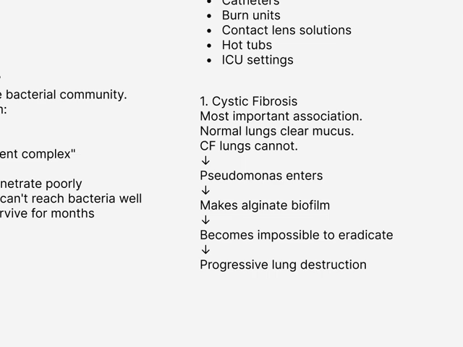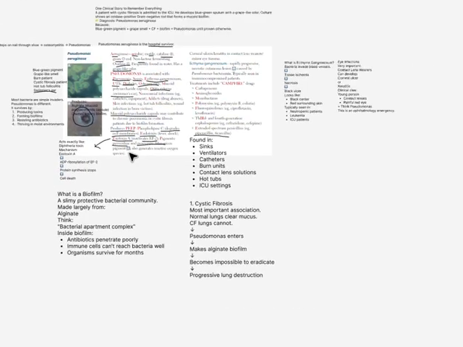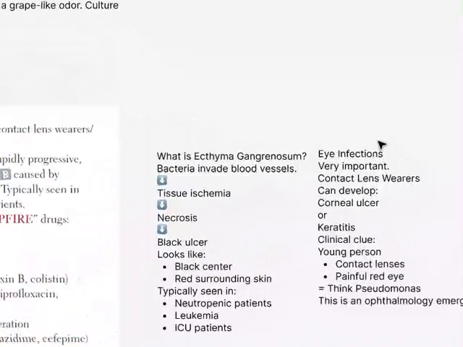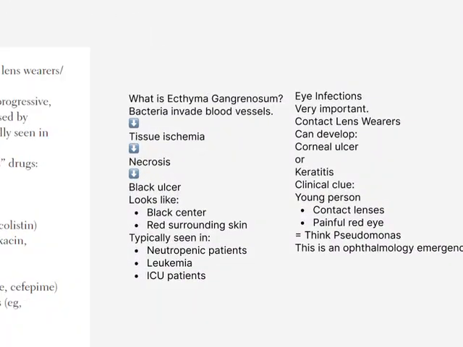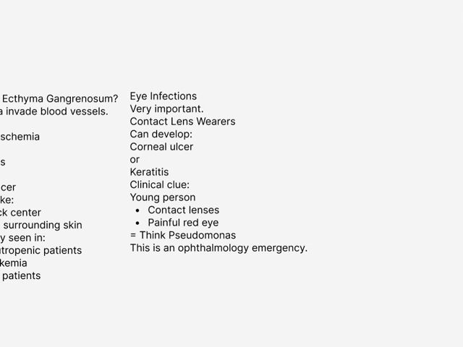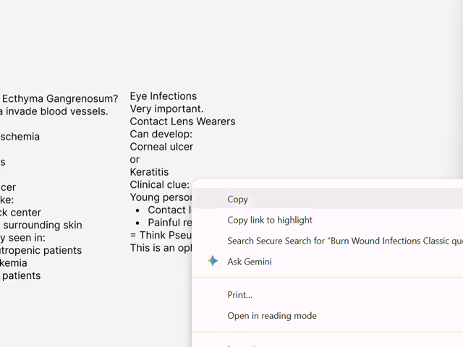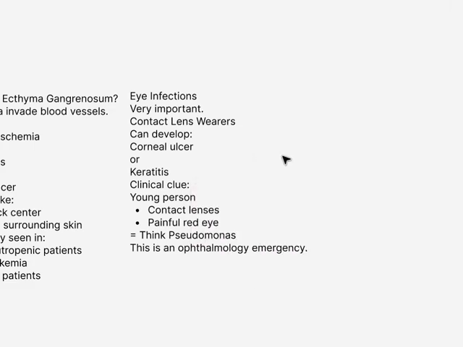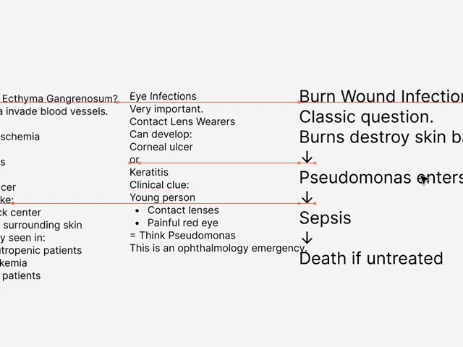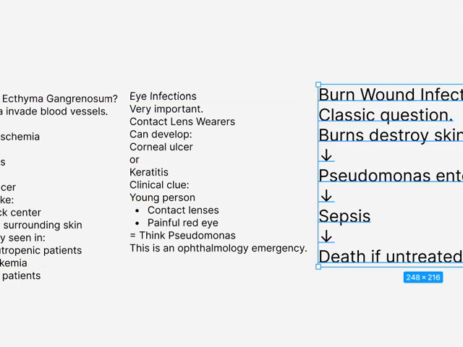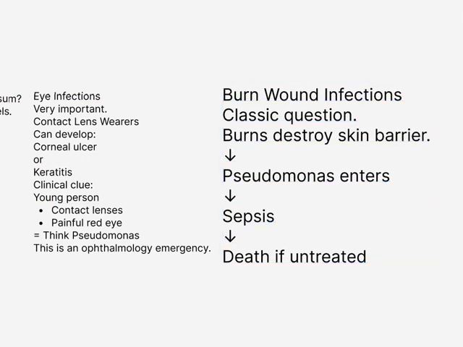It's also a very common burn wound infection, so it's very commonly seen on burn wounds, right? This is the classic question. The burn basically destroys the skin barrier, and Pseudomonas enters, and sepsis happens if it's untreated, right? So burn patients, it's very, very commonly seen in burn patients. The burn patient develops a fever that has a green wound discharge with sepsis, and you get this Pseudomonas, right?